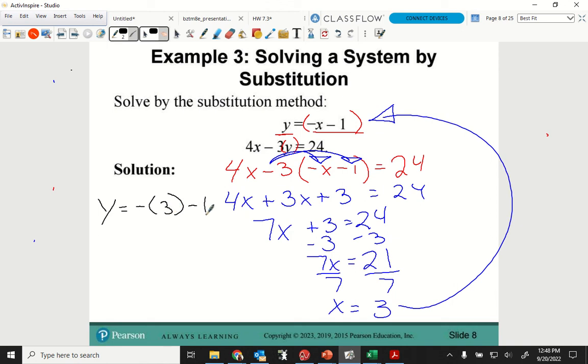So this right here, minus in front of the 3, so that's going to give me negative 3 minus 1. So y equals negative 4. So negative 3 minus 1, negative 4. And how do I write my solution? Parentheses, 3, comma, negative 4. Because I write them as an ordered pair, a coordinate.